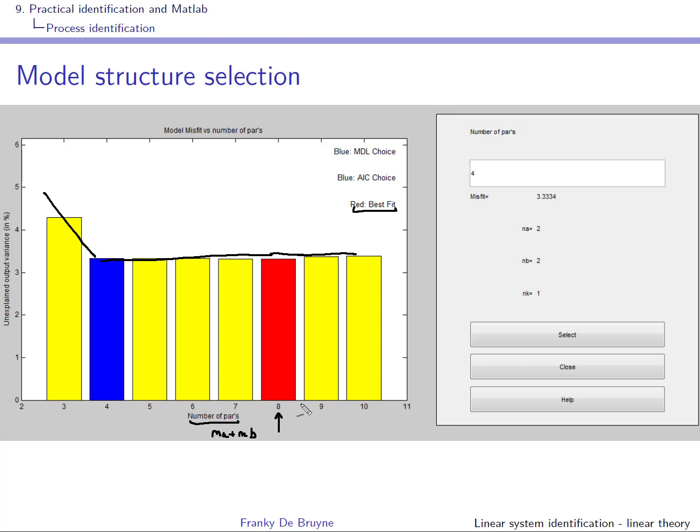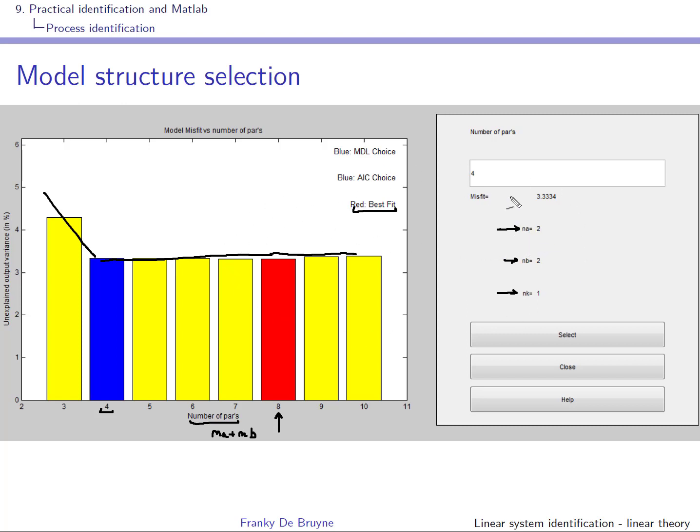But if you choose the interactive fashion, I would choose here to take 4 parameters, and this is what I've done over here. This corresponds to NA equal to 2 and NB equal to 2, and the delay was 1, right? Then what you do is click on here, you see this, and then you select and close, and this structure will be selected.